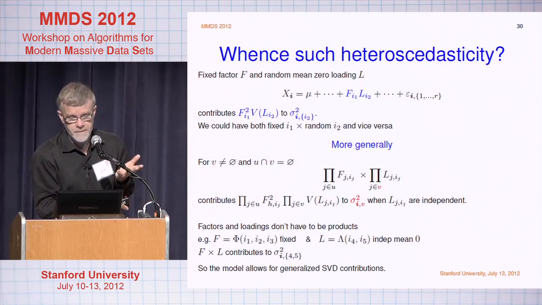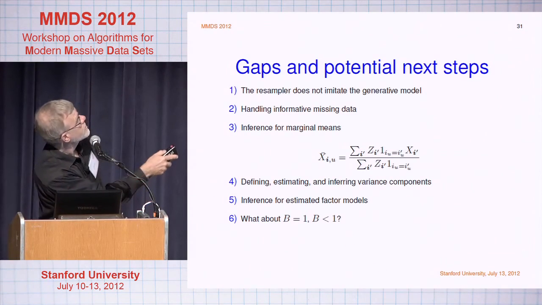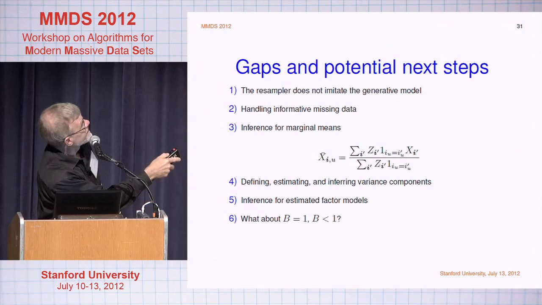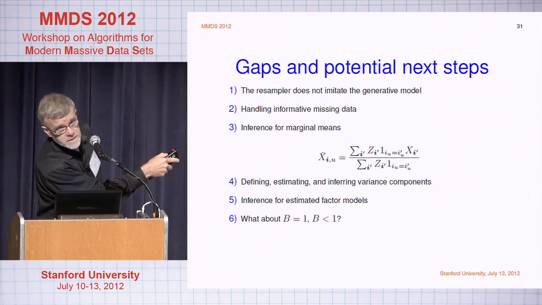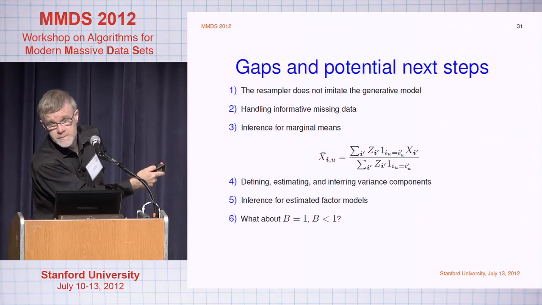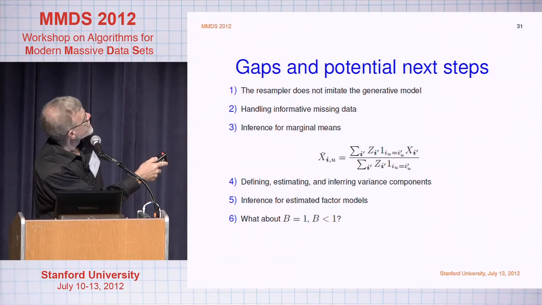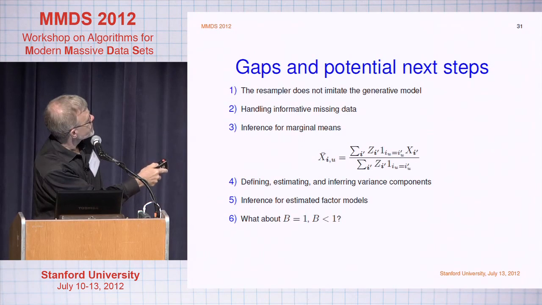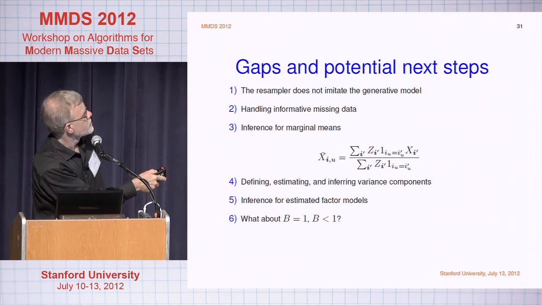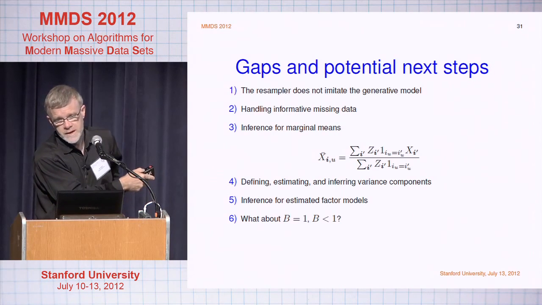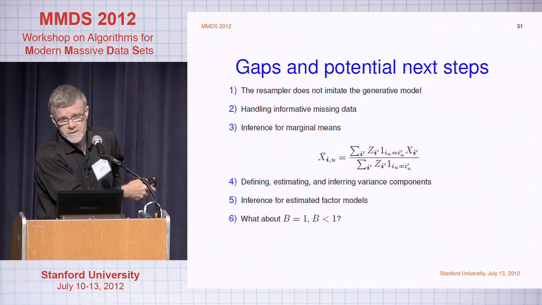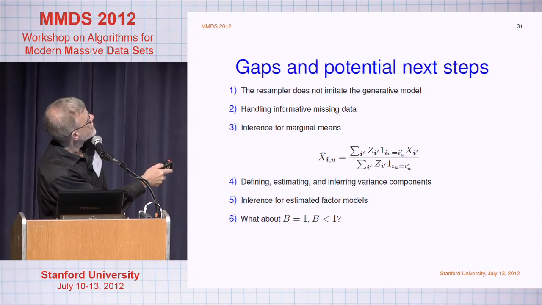So, a few gaps and things to do next. This resampling method does not imitate the way the data were generated. Usually the bootstrap is just imitating how you got your data. This one doesn't. It still remains to handle informative missing data. It would be interesting to estimate those variance components. I believe it may be possible to do this with bootstrap of B equals 1 time. A unistrap may be possible on this data set. You might only need to do it once.